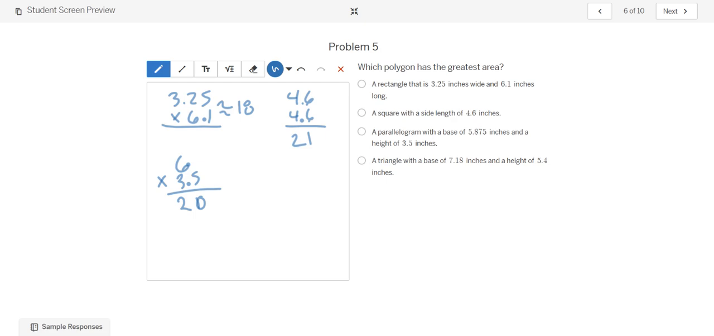Then a triangle, the funny thing about a triangle is don't forget you've got to divide by 2. So a lot of you will see the 7 times the 5.4, and that's like 35. But then you've got to divide it by 2 because it's a triangle, and I get that that's going to be somewhere around 18. It's going to be somewhere in there. So I get that this one's the biggest one. And I didn't have to work it all out. I just had to get close enough.